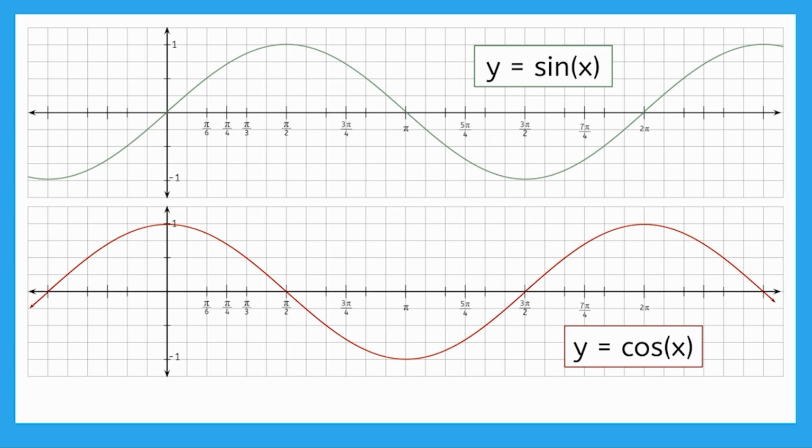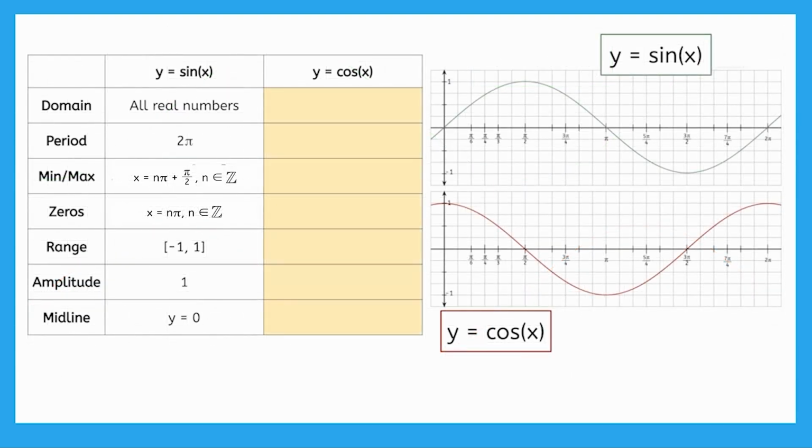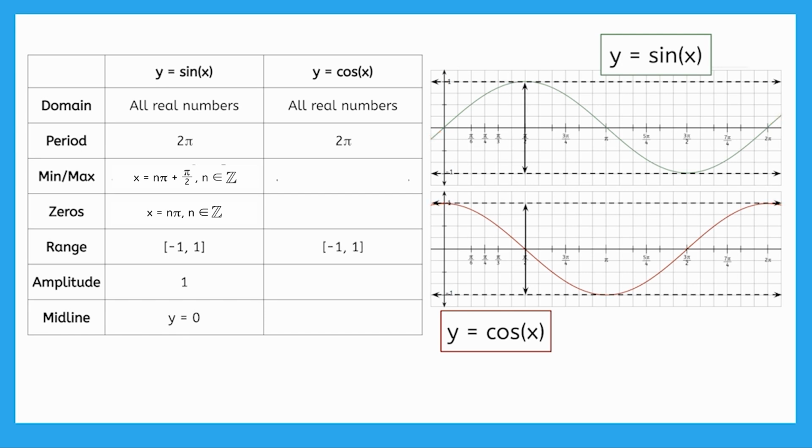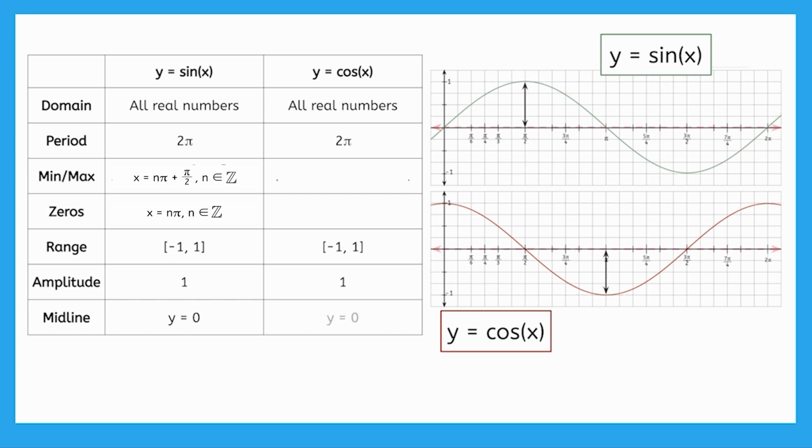Take a moment to compare these two functions and fill in the table of characteristics for the function y equals cosine of x. Let's start with the similarities. First, both functions have a period of 2 pi. They also share the same domain, range, amplitude, and midline. That's a lot they have in common.